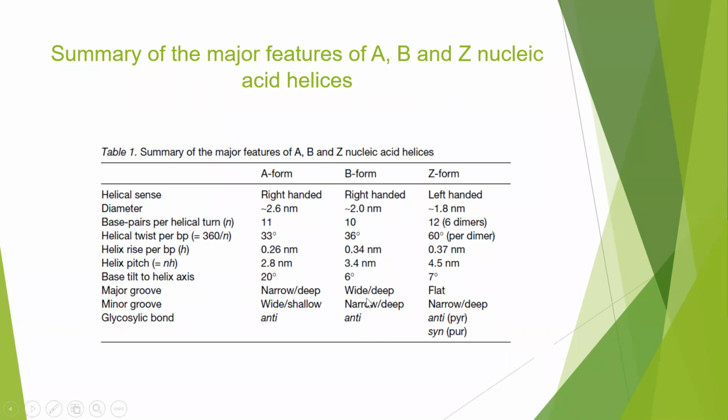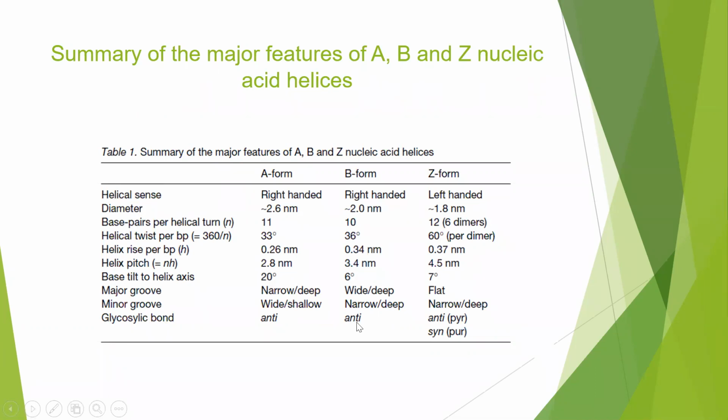Major groove in B form is wide and deep, narrow and deep in A form. It is flat in Z form. Minor groove is narrow and deep in B form, wide and shallow in A form. And in Z form, the minor groove is narrow and deep.